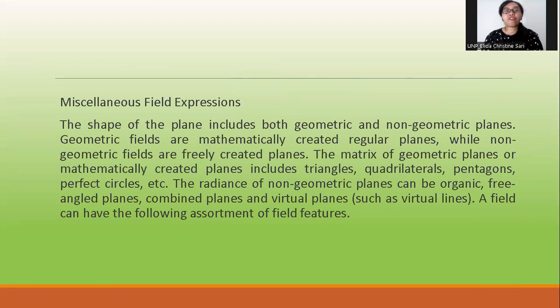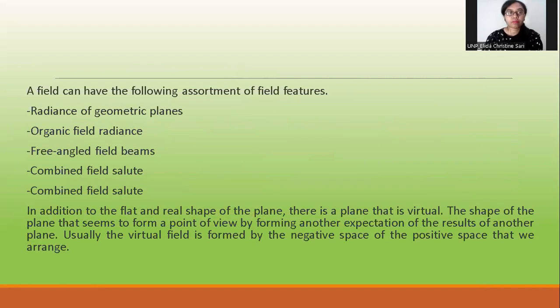The geometric fields are freely created planes. The main trait of geometric planes is that they are mathematically created, so you can choose whether you want a geometric form or non-geometric. A field can take the following assortment of features: radiance and geometric planes. This organic field, radiance or combined field, solid, in addition to the plate and broken solid plate. The plate is the shape usually used as a virtual field.